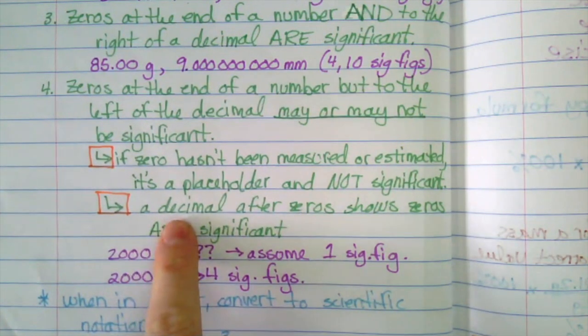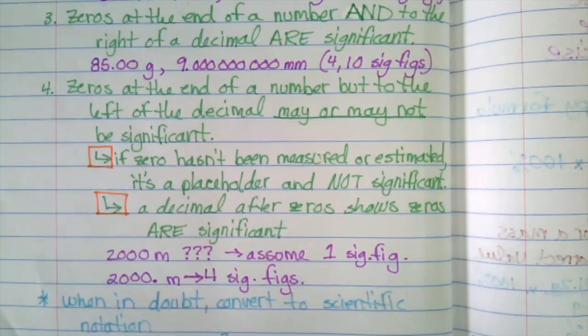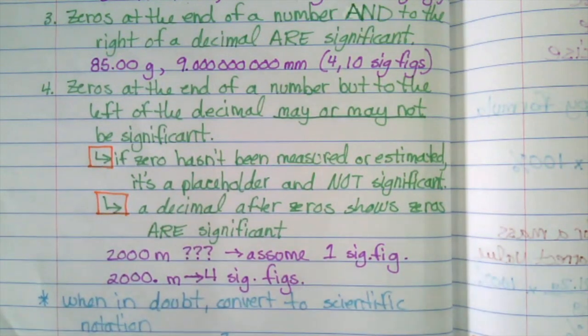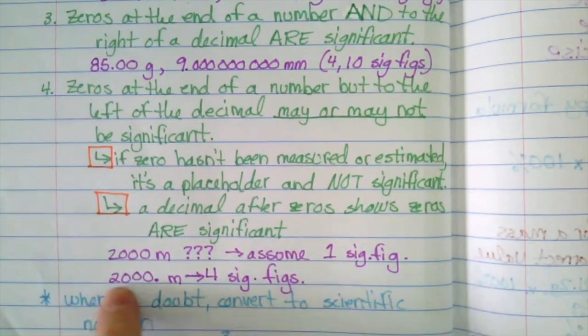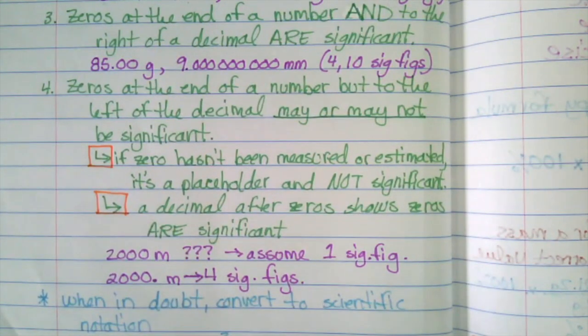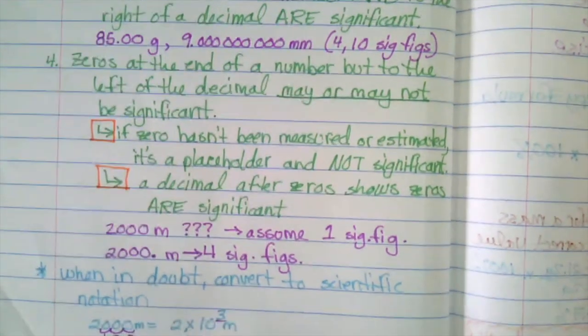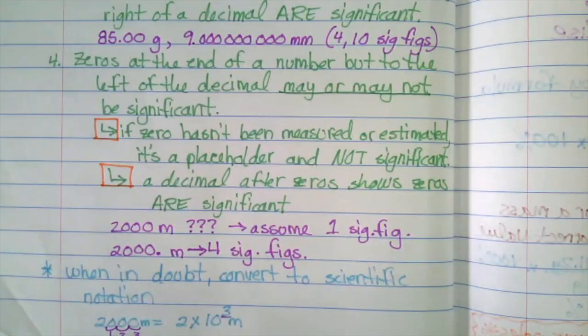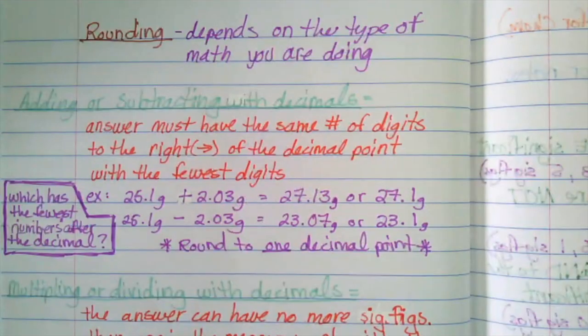My second part, a decimal after zeros show zeros are significant. And so here I have 2,000 with a decimal afterwards. That means exactly 2,000 meters from here, you will find XYZ. And so each one of those zeros are significant. So with the 2, I have 4 sig figs, okay? All right, and then there's the note, when in doubt, convert to scientific notation.